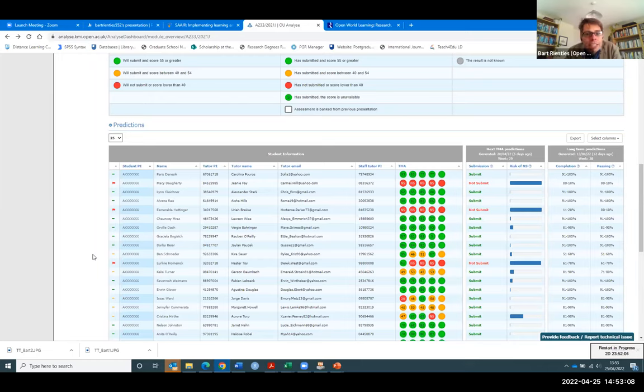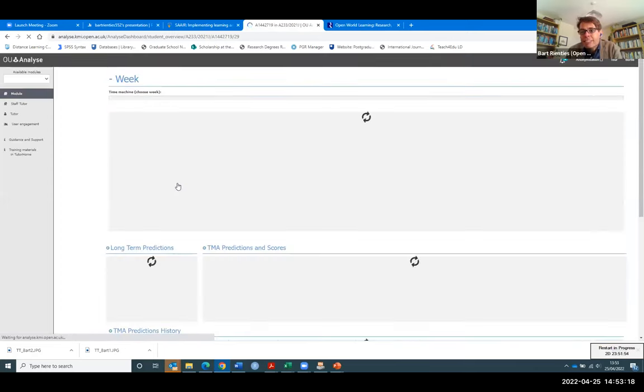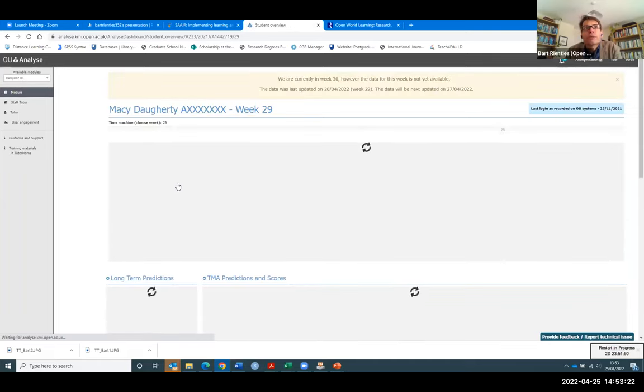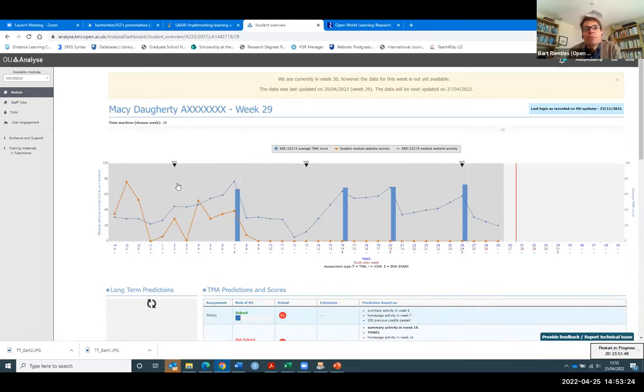Let's do Macy. Amelia says Macy is flagged red, and Macy has been flagged red for quite some time. So what you see here is a really interesting pattern. So maybe, is anyone brave enough to interpret whatever is happening here, just seeing this particular visualization?